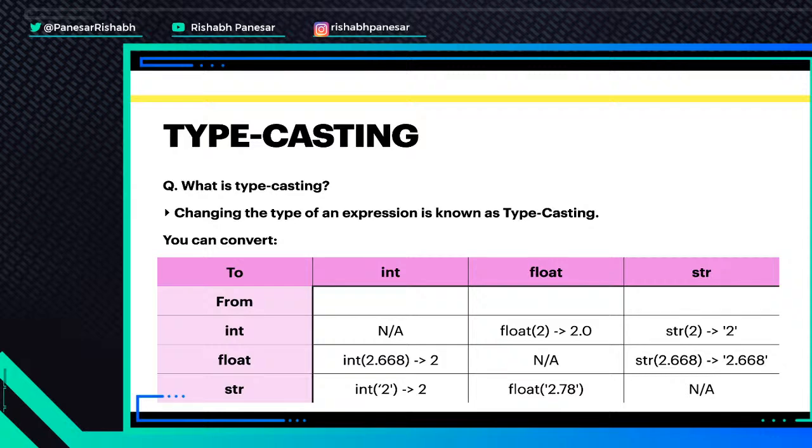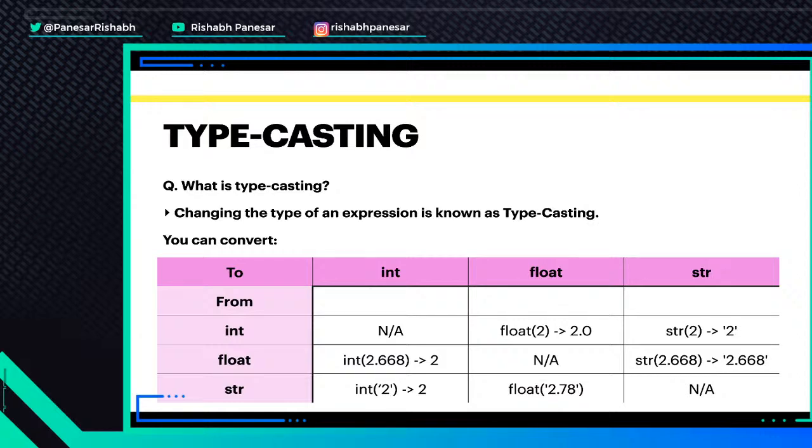Now, there are some restrictions when converting from string to integers and floats. In strings, we have a lot of different types of characters other than numbers. We have alphabets, we have special expressions, we have special characters. So all these characters cannot be converted into integers.